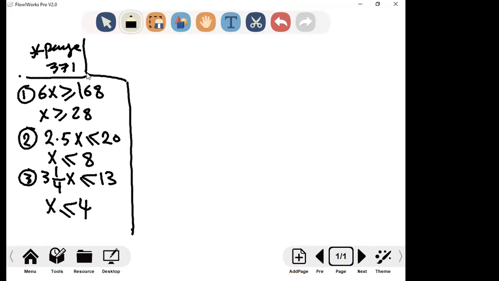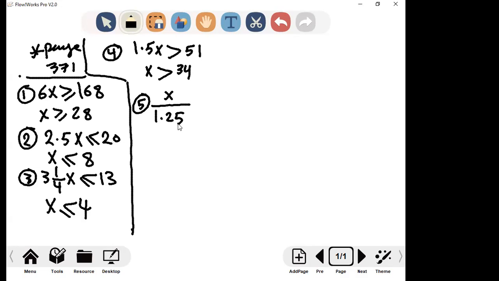Question 4, 1.5x more than 51. If you solve it, x will be more than 34. Question 5, x divided by 1.25.